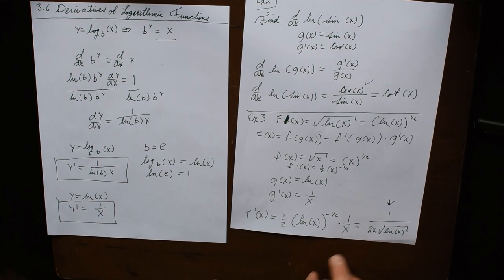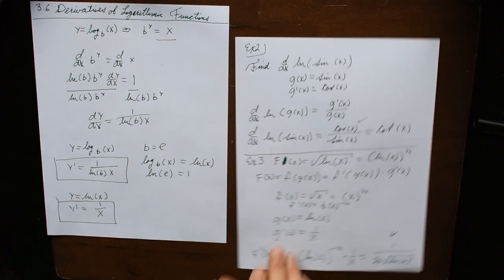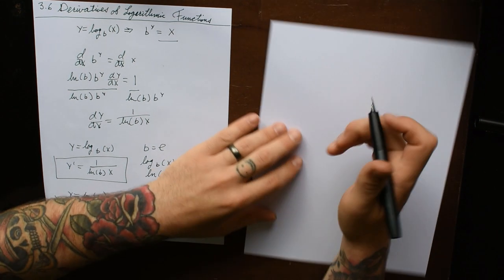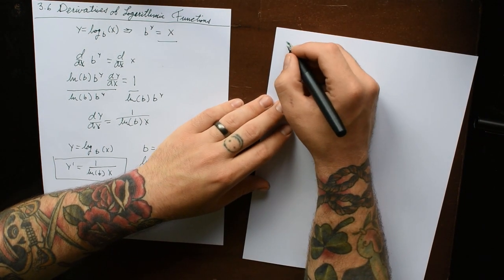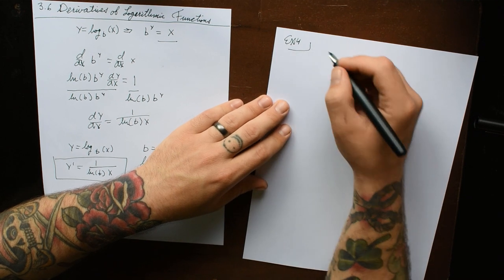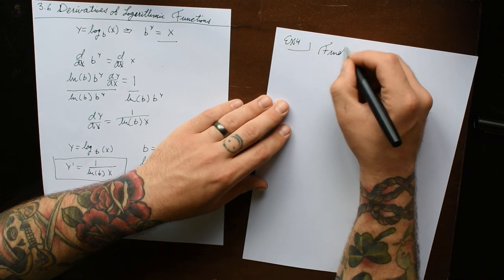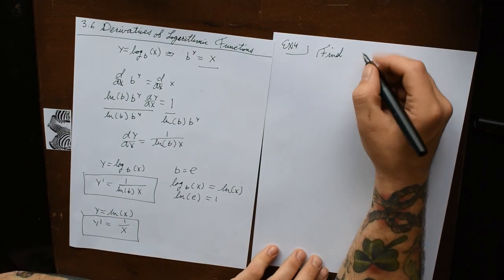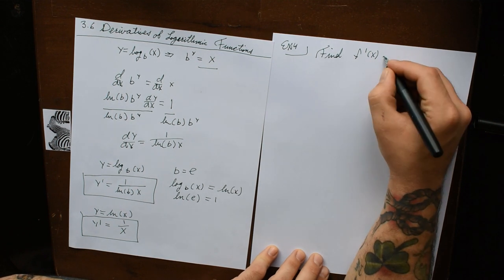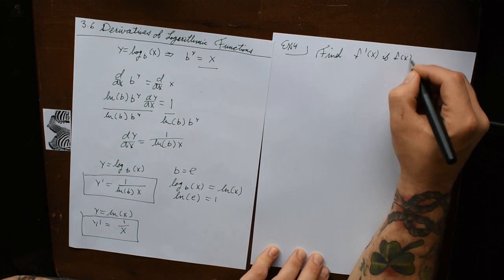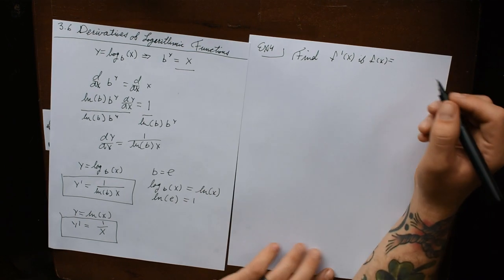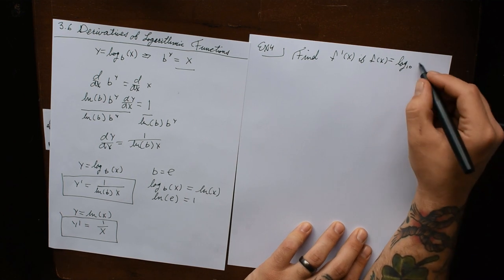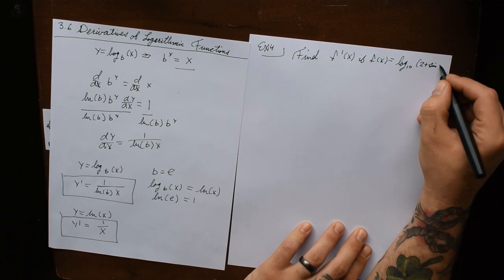Let's see what example 4 is. Okay. Example 4 wants us to differentiate. We'll find f prime of x if f of x is equal to the log base 10 of the quantity 2 plus the sine of x.